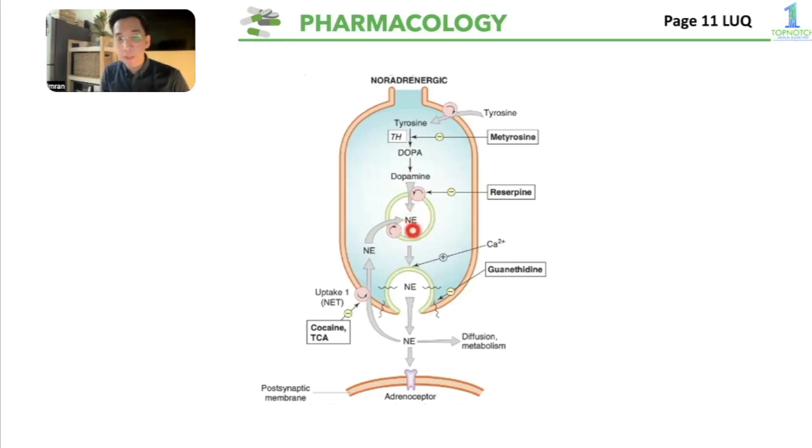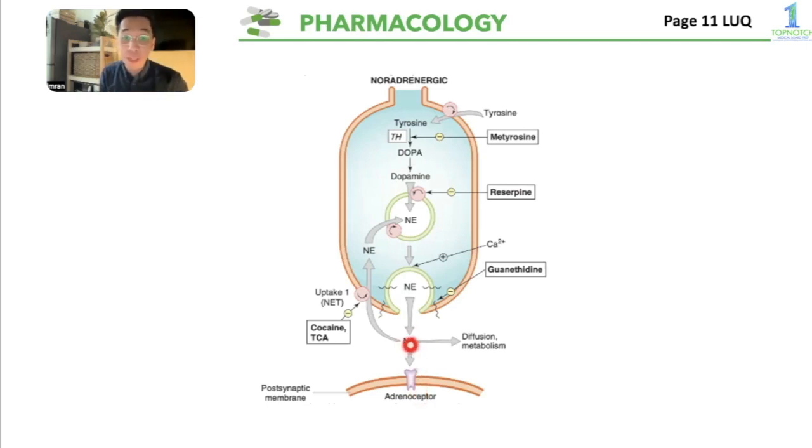So your norepinephrine, when you need it to be released in the cleft, you need calcium for it to bind, also to stimulate the presynaptic nerve, para ma-release si norepinephrine. Now when you release your norepinephrine, it can also have three fates. It can be metabolized or degraded. It can attach to the receptor, adrenoreceptors. Particularly, what are the receptors under your sympathetic nervous system? It's your alpha, beta, and dopamine, di ba?